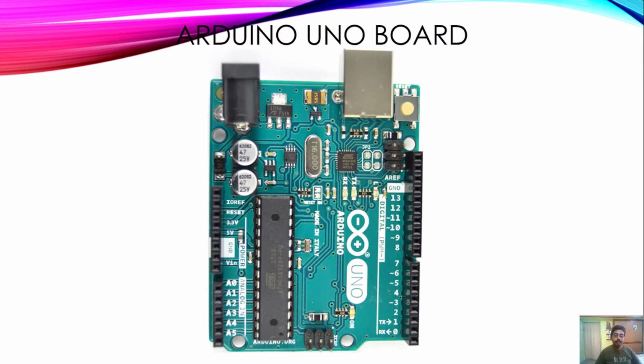This is the Arduino board. This is the Arduino Uno board. This is the main microcontroller, the Atmega 328P, used in Arduino Uno. In this jack, you have to supply the DC input using a DC adapter, and this is the USB port for programming the Arduino. On this side, we have several headers.